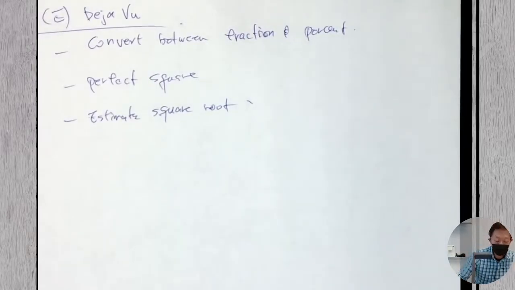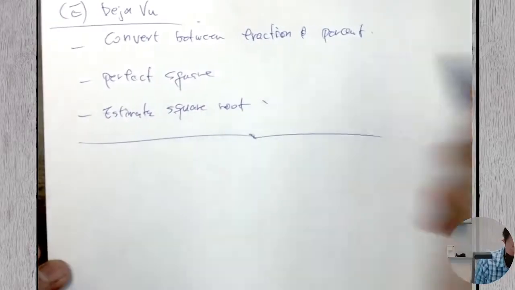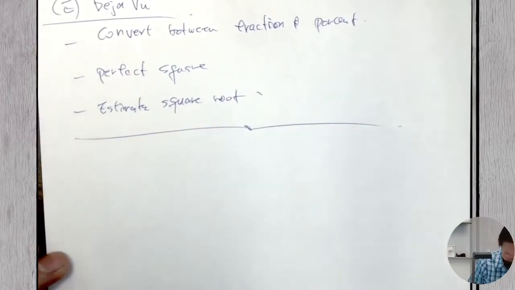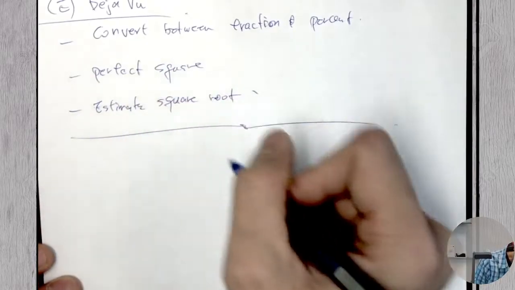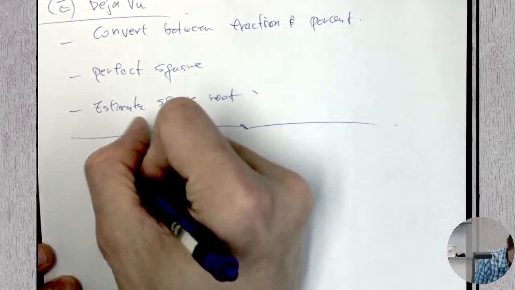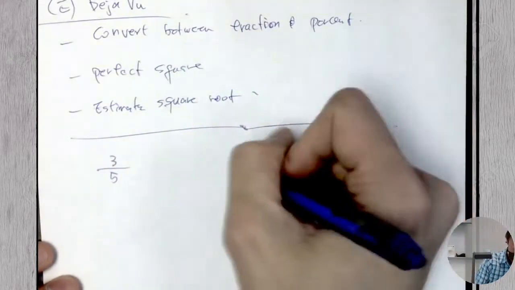Okay, so we're going to review these three concepts quickly. It won't take long. First of all, convert between fraction and percent. How do you do that? If you have a fraction, let's start with a proper one. Say 3/5. Okay. How do we turn this into a percent?